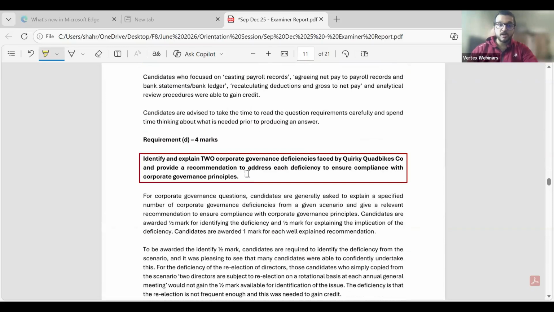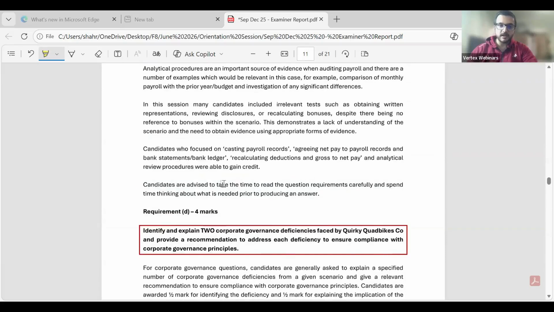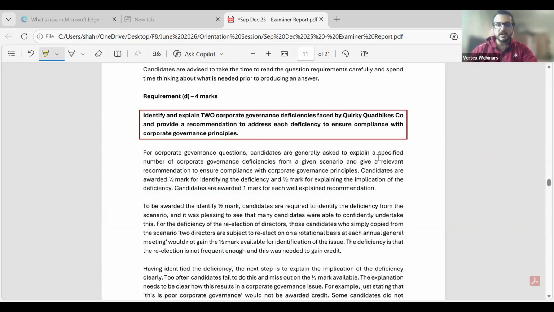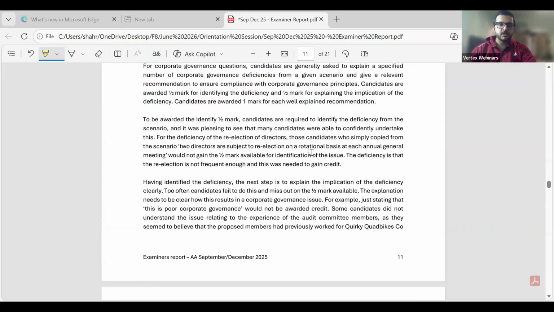What else do we have here? Corporate governance. This was examined in December 2025. For corporate governance, candidates are generally asked to explain a specified number of deficiencies from a given scenario. Candidates are awarded half a mark for identifying the deficiency and half a mark for explaining the implication. To be awarded, candidates are required to identify the deficiency. So you need to read the scenario, and your understanding should be good enough so that you can pick up a deficiency. It was pleasing to see that many candidates were able to confidently undertake this. Okay, that's good.